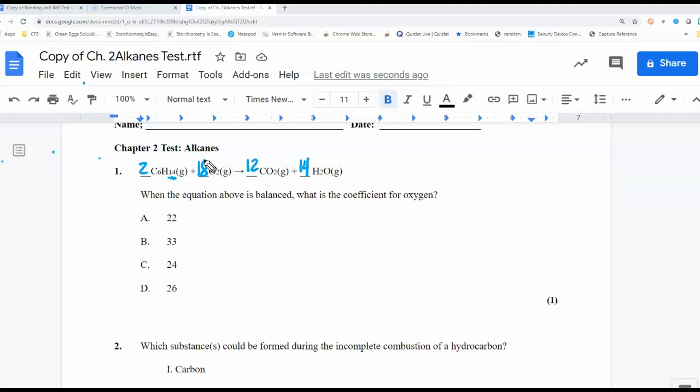What is the coefficient for oxygen? And I'm looking at that going, how did I do that right? 24 plus, so that's 36. That should be 18. And I'm not seeing a correct answer. Why is that? Did I balance it wrong?